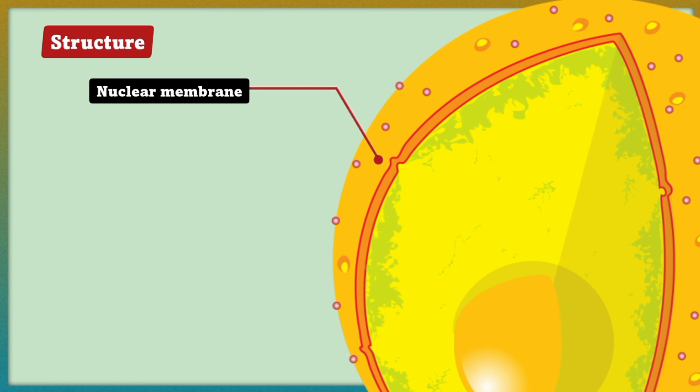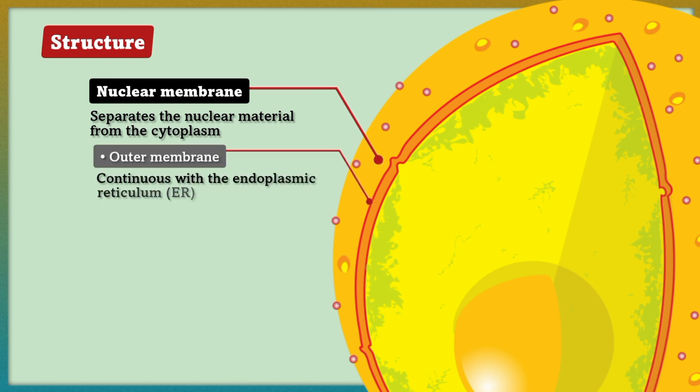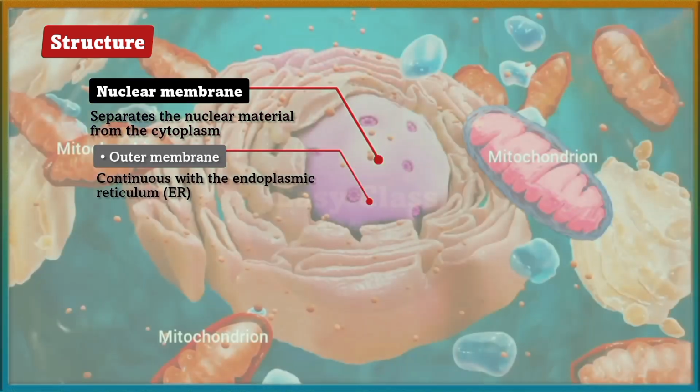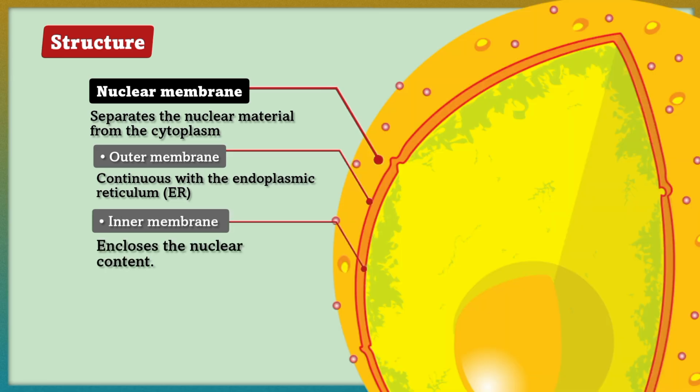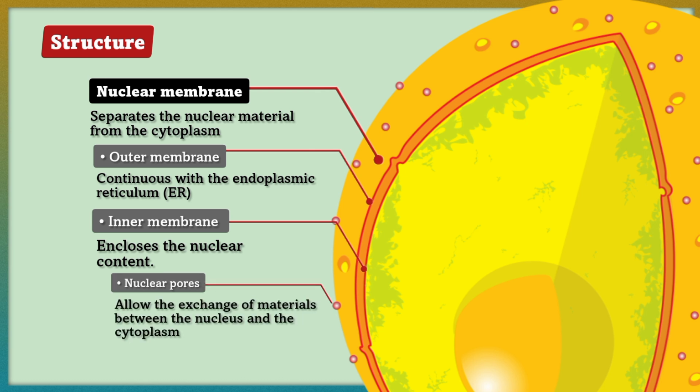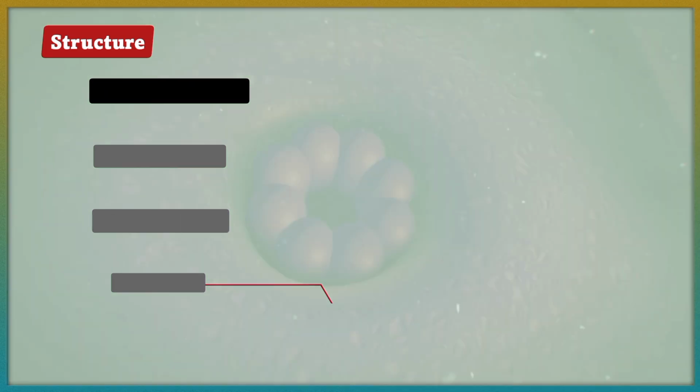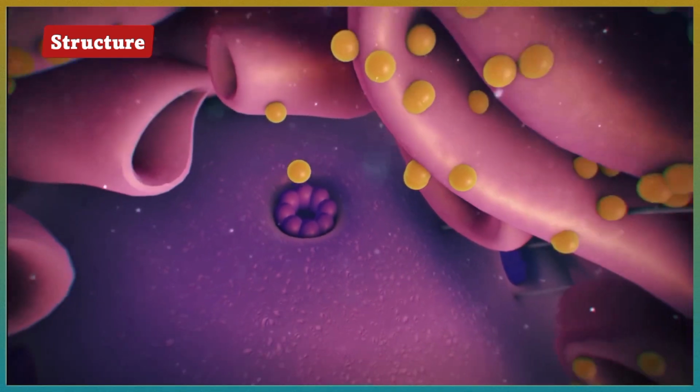Nuclear membrane. The nucleus is surrounded by a nuclear membrane which separates the nuclear material from the cytoplasm. The nuclear membrane is actually a nuclear envelope composed of two membranes. The outer membrane is at places continuous with the endoplasmic reticulum, while the inner membrane encloses the nuclear content. The outer and the inner membranes are continuous at certain points, resulting in the formation of pores, the nuclear pores. The nuclear pores allow the exchange of materials between the nucleus and the cytoplasm.